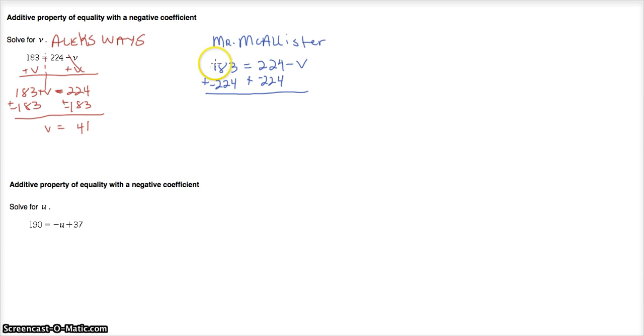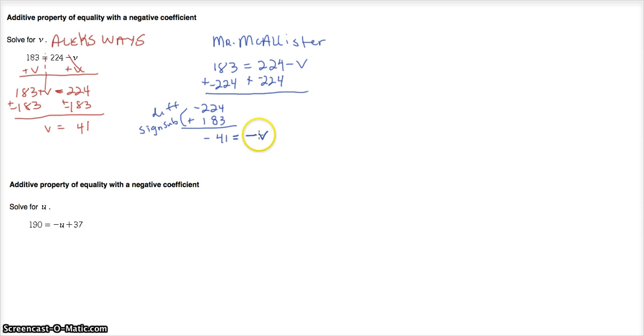Here we have addition of a negative value, so we can rewrite it. This is going to be negative 224 plus 183. The signs are different, so we're going to subtract. And we'll get negative 41 equals minus v. Because we subtracted 224, this minus v still has to stay.